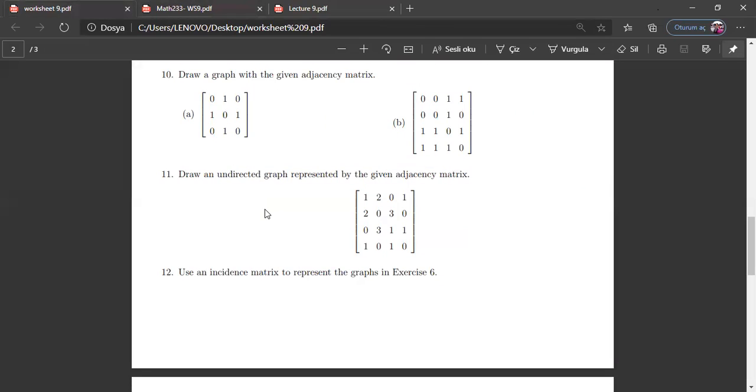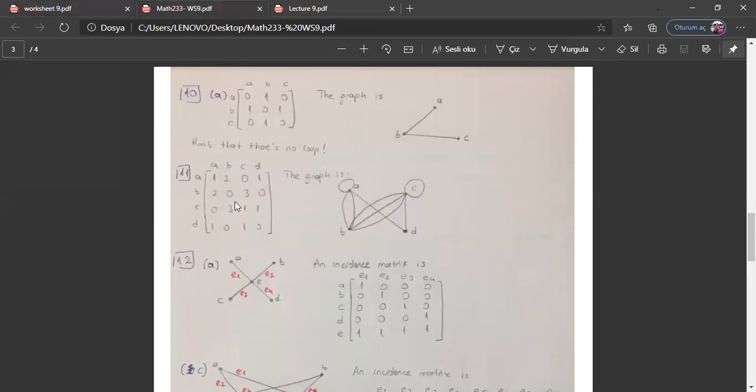And we will again draw the graph, which is represented by this matrix. So we see numbers other than 1 and zeros, right? So it means there are multi-edges. So between A and A, it means there is a loop. We have a loop here, as in here. So for this, we have this loop.